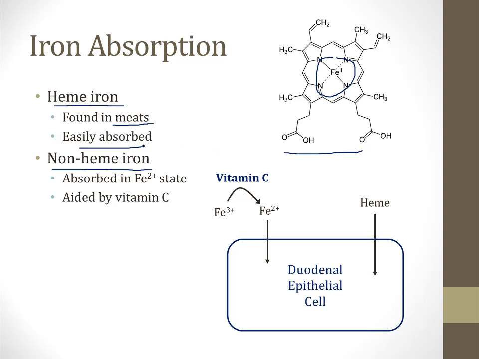The other type of iron is non-heme iron. This is iron that is free. It's best absorbed in the Fe2+ state, and vitamin C assists in absorbing non-heme iron by converting any Fe3+ iron into Fe2+ iron, which can then be absorbed by duodenal epithelial cells.